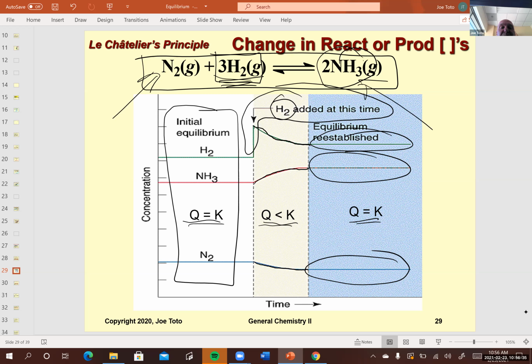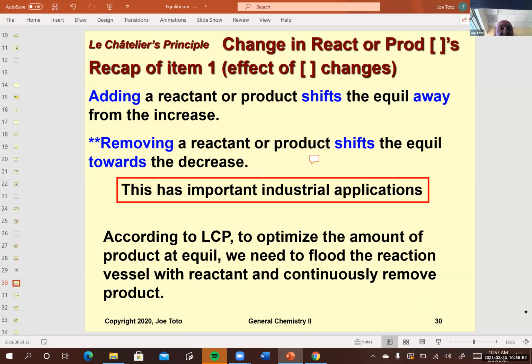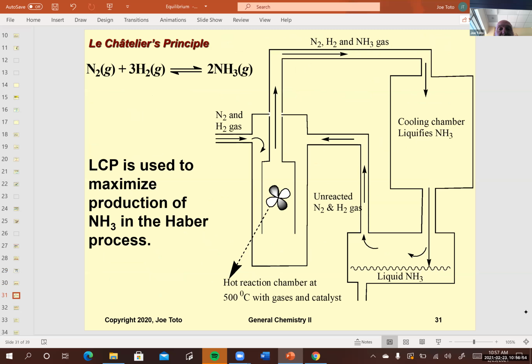So Le Chatelier's principle, it's got a big French name, but it's a simple guide to help you figure out which way reactions have to shift when there's some sort of a stress. And we've only looked at changes of concentration so far. The next thing we're going to look at is pressure.